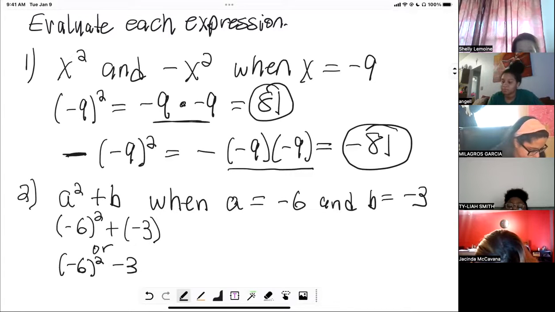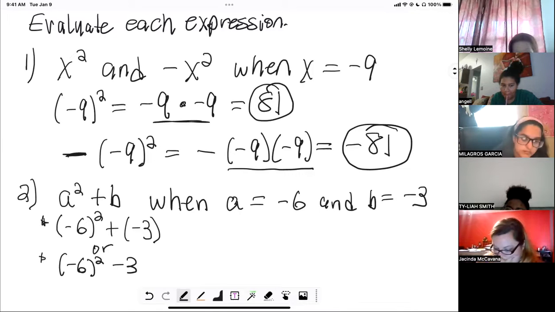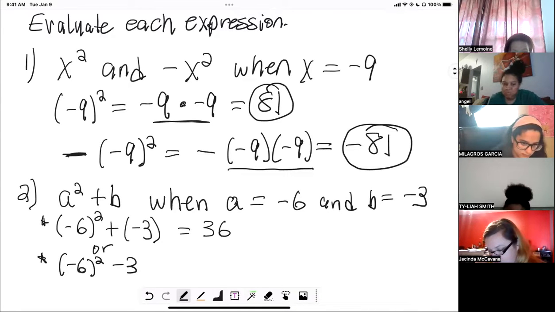Okay, if you look up for a second, I wrote it two different ways because either you thought of it this way or you thought of it this way. It doesn't matter which way you thought of it, but one of them should probably be what you wrote. And then we're going to do the exponent first. So -6 times -6 is 36 plus -3. Okay, they're opposite signs, so I'm going to subtract them and keep the sign of the bigger number, and that should be 33.